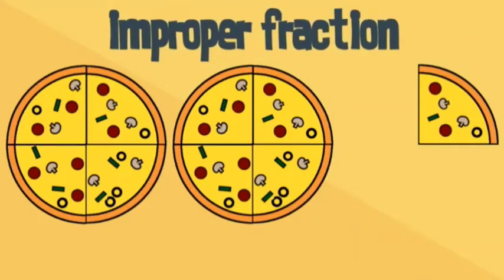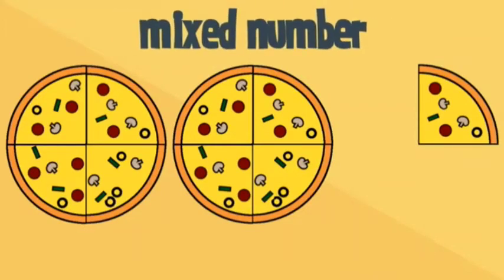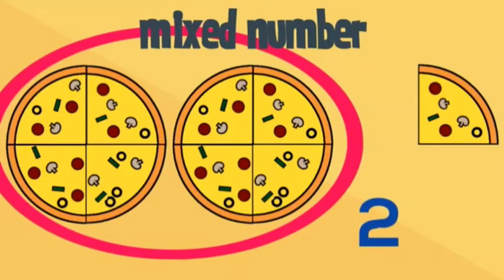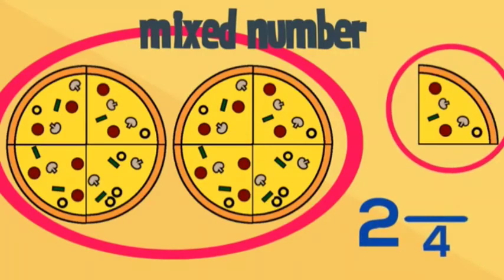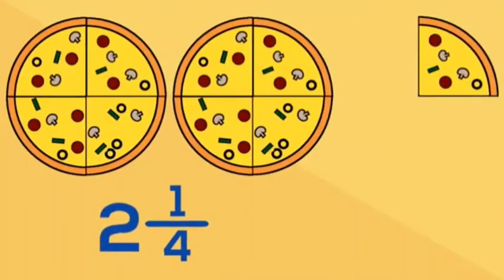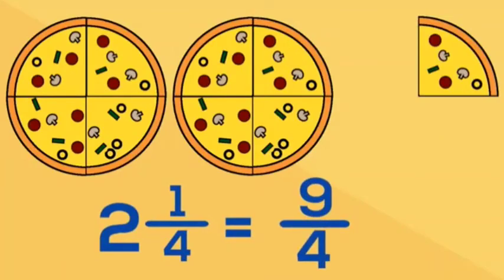Let's think about how we could write this as a mixed number. How many wholes are there? 2. How many extra quarters are there left? 1. The mixed number is 2 1/4. 2 1/4 is the same as 9 quarters.